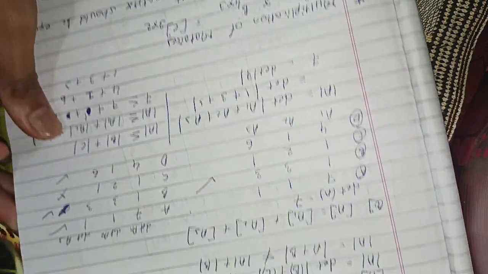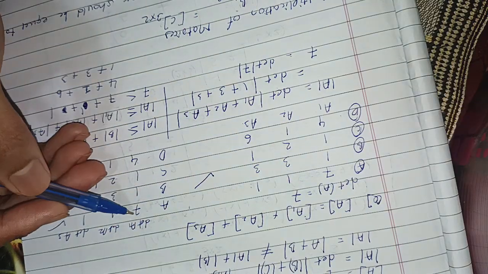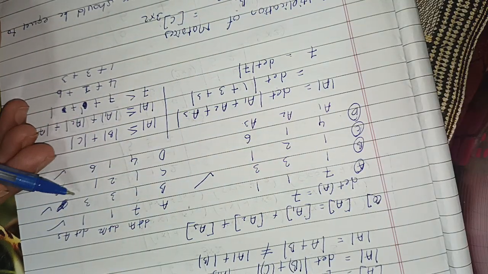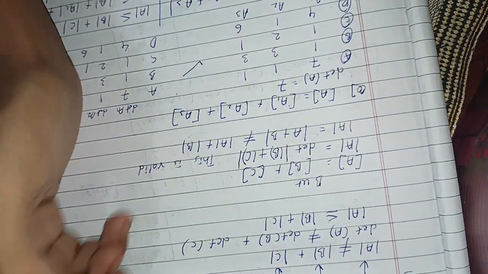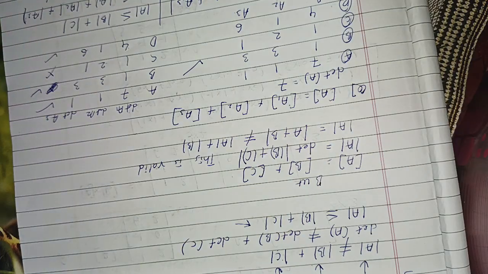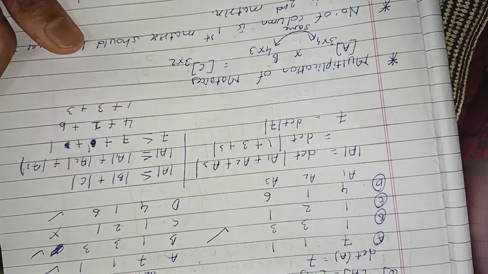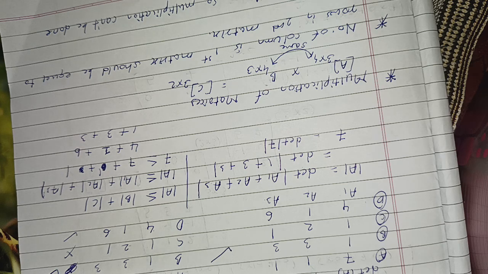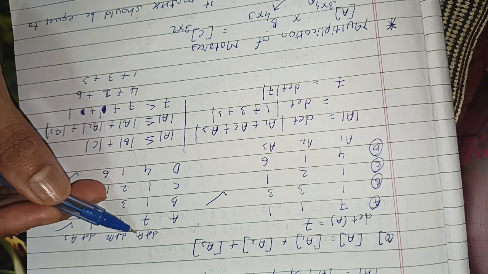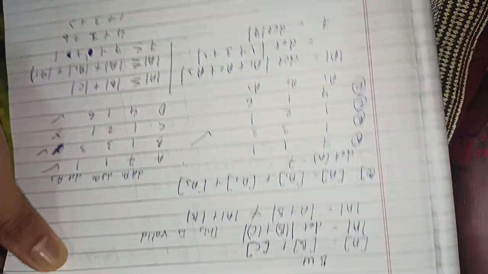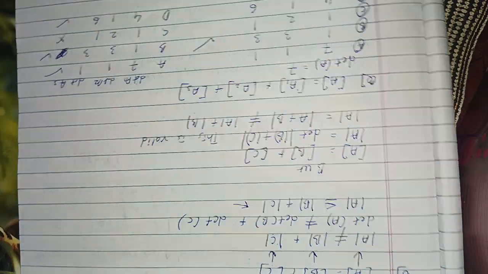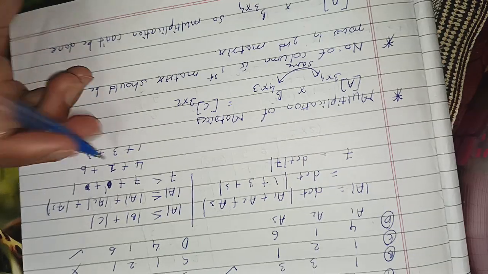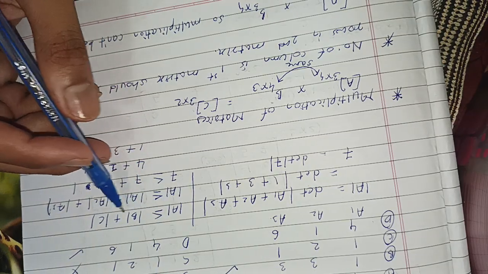But if they are given this as the determinant of A1, determinant of A2, determinant of A3, here you have to use this expression, because here the individual determinants are given. So you will use this statement: the determinant of A is less than or equal to the determinant of B plus the determinant of C. So here the determinant of A is less than or equal to the sum of the individual determinants.